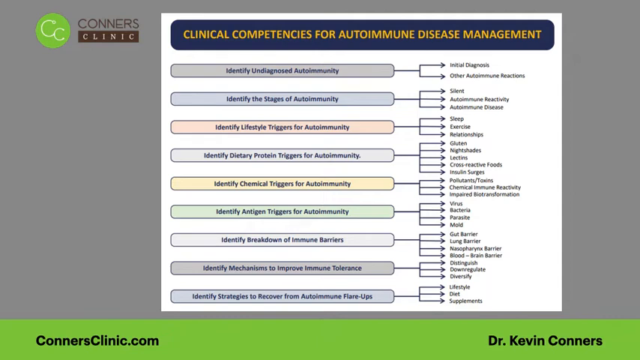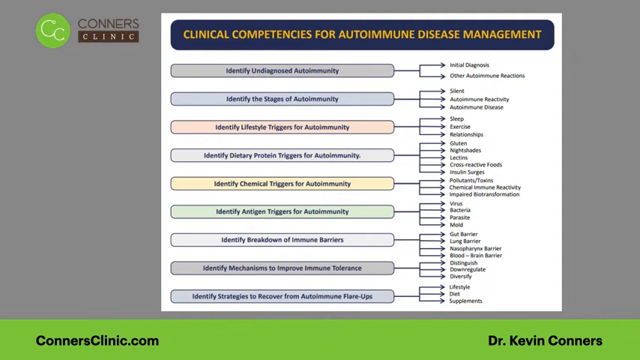And then identifying mechanisms to improve immune tolerance. We're going to talk about that a little bit more in this presentation, but immune tolerance is very important, stimulating your Treg cells, keeping a balanced Treg system so that you're not overbalanced Th1 or overbalanced Th2. Then identify strategies to recover from flare-ups. This all has to do with lifestyle and diet and the proper nutrition, proper exercise, proper lifestyle.